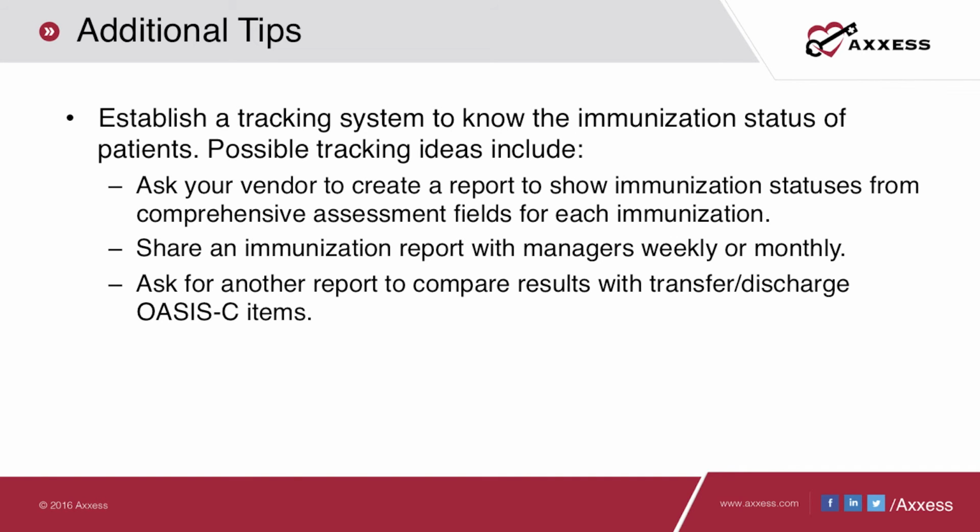To improve this indicator, the patient needs to receive a pneumonia vaccine unless it is contraindicated. It may be helpful to establish a tracking system to identify the immunization status of each patient and work to ensure that all patients are immunized. If your software vendor provides a report to track immunization status of each patient, share this report with case managers and team leaders so that each patient is vaccinated if applicable.